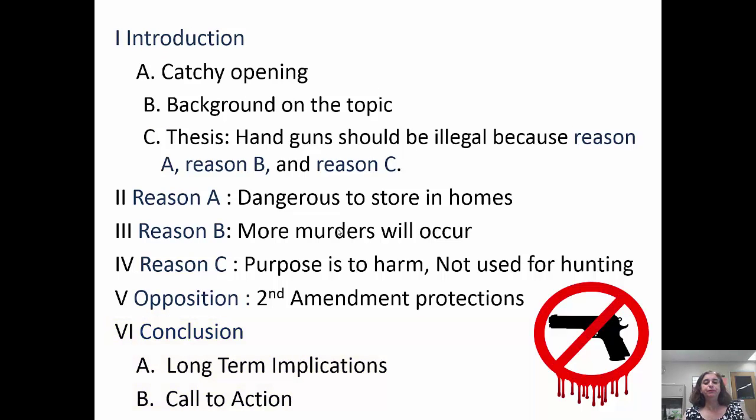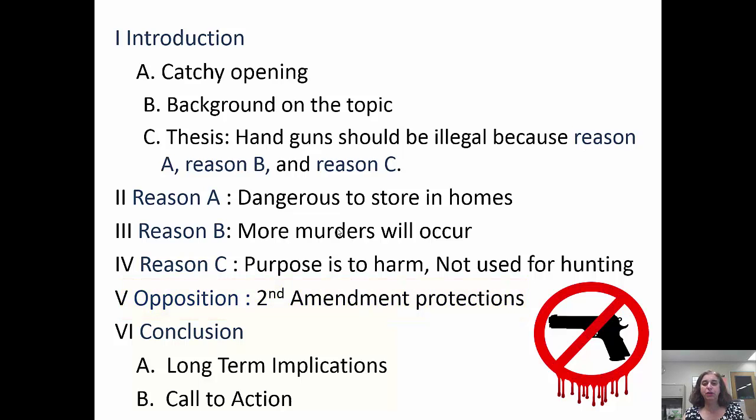Here's an example. If your thesis said handguns should be illegal because of reason A, B, and C, reason A being they are dangerous to store in homes, you'd have a complete paragraph on that topic. Reason B, more murders will occur, you'd have an entire paragraph on that topic. And reason C, the purpose of a handgun is to harm, not used for hunting. You have a fully developed paragraph on reason C. You'd also include your opposition paragraph, people that would argue the Second Amendment protections allow all citizens in the United States to own a gun if they meet certain criteria.